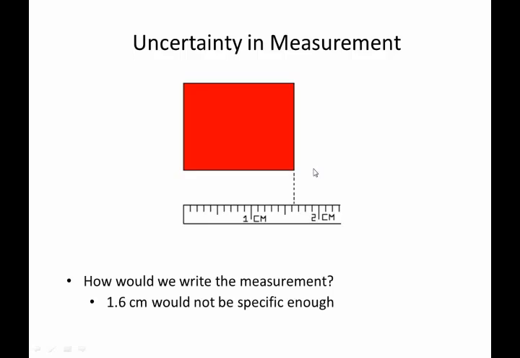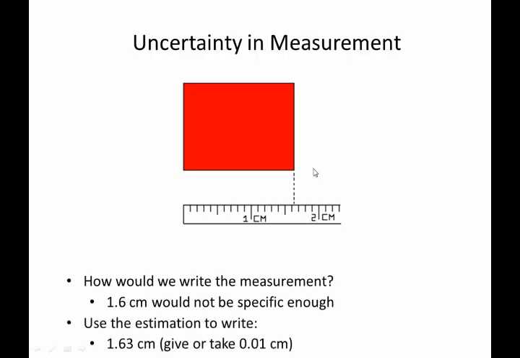So 1.6 isn't specific enough, let's say 1.63. Now, you might have said 1.62 or 1.61. That's okay. There's an uncertainty here. It's understood that we're kind of guessing on the last digit. And that's kind of the whole point. I'm showing you this because this is how measurements are taken.